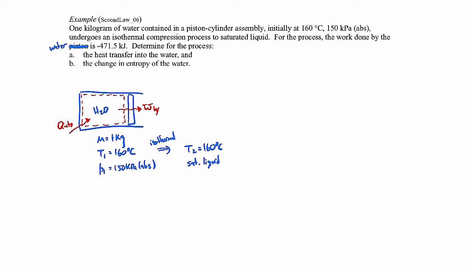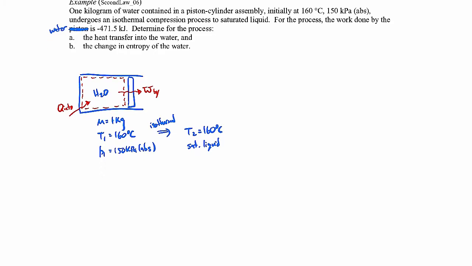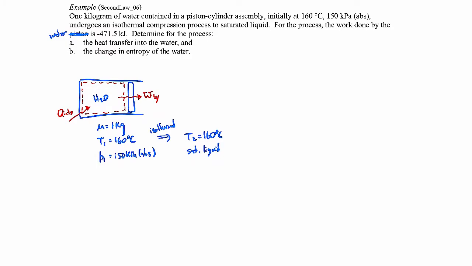Okay, so to find the heat transfer into the water, we'll make use of the first law. And the reason I'm thinking the first law is because we're given information about the states. So we have some information about state 1. We have information about state 2. We should be able to find the internal energy for those states as well. And we're also given information about the work. In fact, let me write that down. The work done by the system is the minus 471.5 kilojoules. So with the internal energy and the work, we should be able to find the heat transfer using the first law. So let's write out the first law for that system.